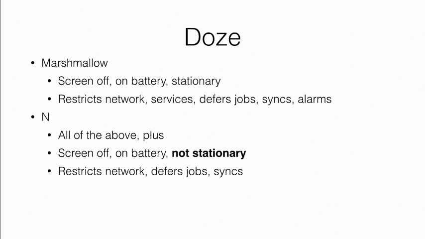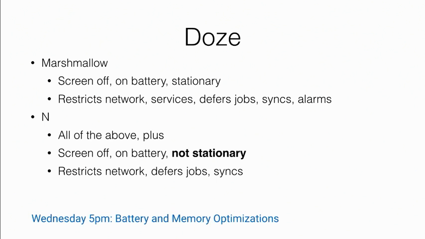And then you have less of a restriction because there is some background activity that's still valid to take place at that time. Please go to the battery and memory optimizations talk today at 5 p.m. to learn more details about this, as well as other system health stuff.